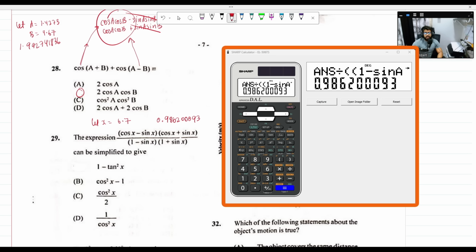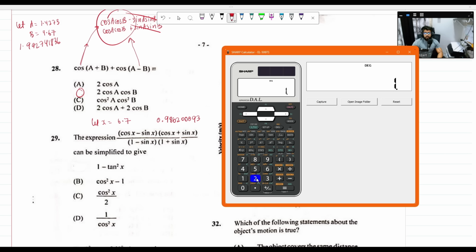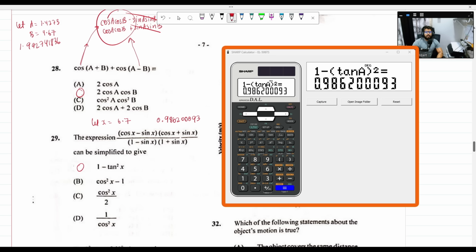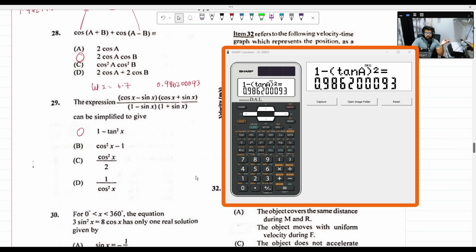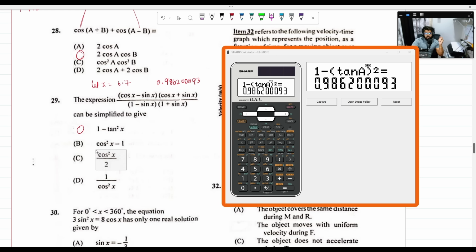So let me check and see which one of the answers corresponds to this. So 1 take away open bracket tan A all squared, 0.9862000093. So the answer is indeed A. And I mean, by now I should have shown you all enough examples as to how we could test the second option, the third option, and the fourth option to see which one of these numbers corresponds to this here. Again, I let x be 6.7, or I could let x be whatever I want.